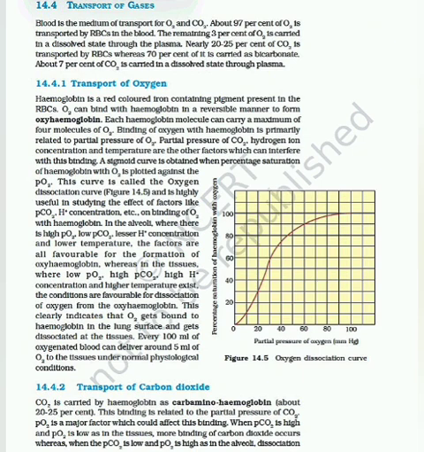Transport of oxygen. Hemoglobin is a red colored iron-containing pigment present in the RBCs. Oxygen can bind with hemoglobin in a reversible manner to form oxyhemoglobin. Each hemoglobin molecule can carry a maximum of 4 molecules of oxygen. Binding of oxygen with hemoglobin is primarily related to partial pressure of oxygen. Partial pressure of carbon dioxide, hydrogen ion concentration, and temperature are the other factors which can interfere with this binding.